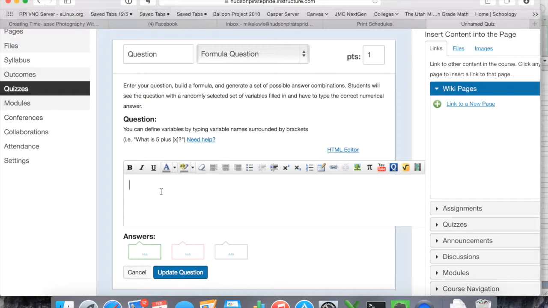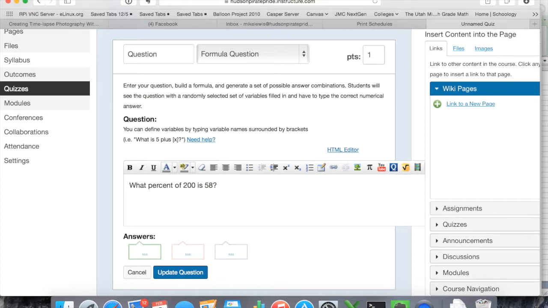So let's start with the first question. Maybe I would ask something like, what percent of 200 is 58? But if I type it in like this, then everybody who takes this quiz will get those numbers in their question, 258, which means they will all have the same answer.